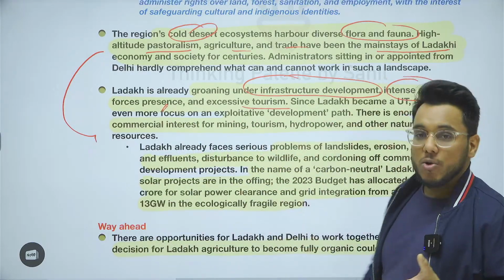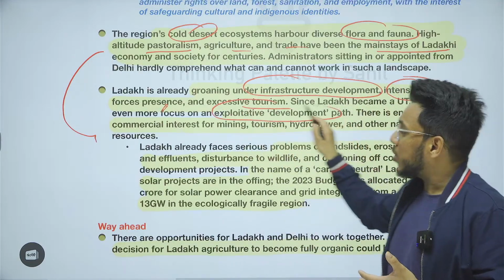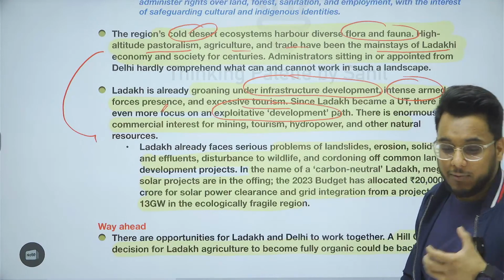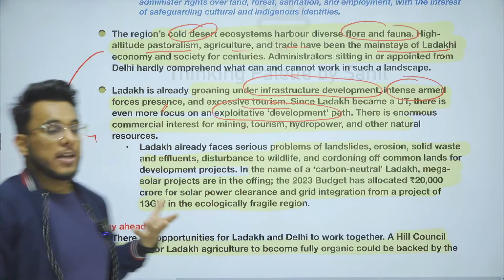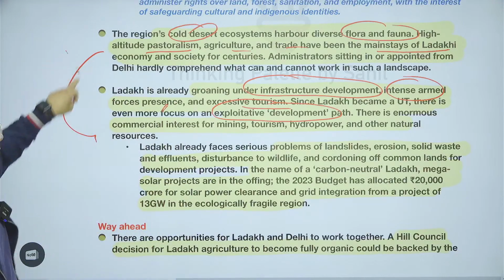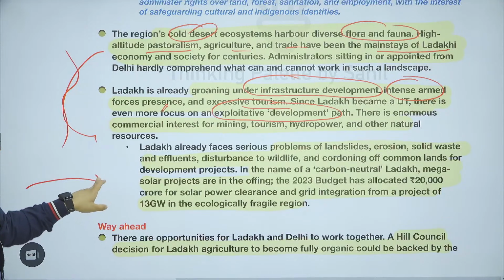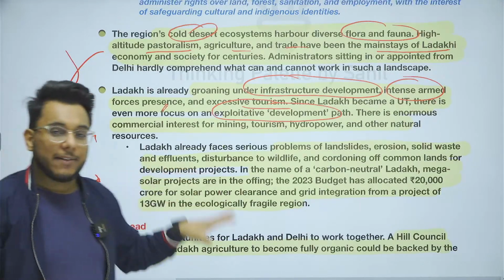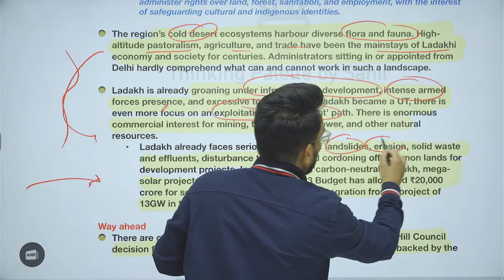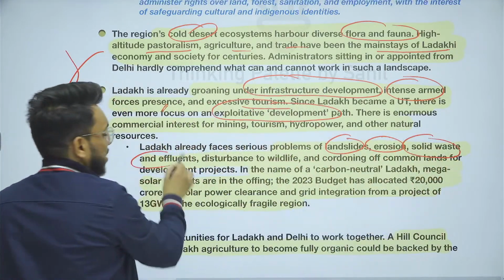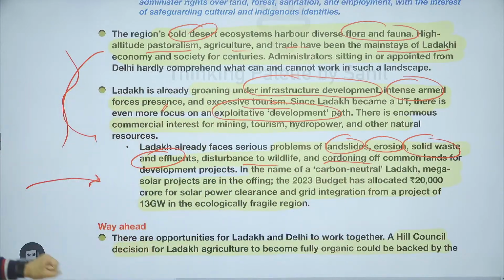Excessive tourism is going on in Ladakh, and people of Ladakh fear that this will bring exploitative development, and they want protection of their pristine geography and their region. Therefore, they want the Schedule 6 status. Moreover, Ladakh is already facing many other environmental and ecological challenges, for example landslides, land erosion, solid waste and effluents being released, and disturbances to wildlife. All these issues have been there in Ladakh.